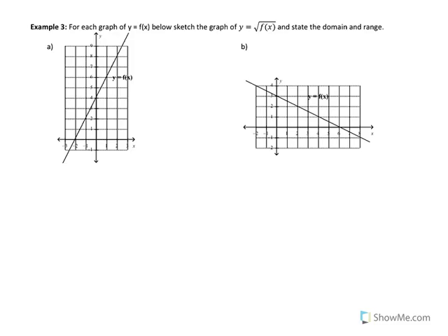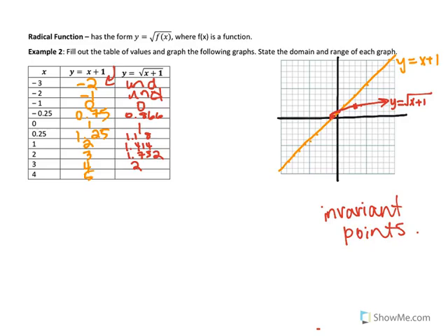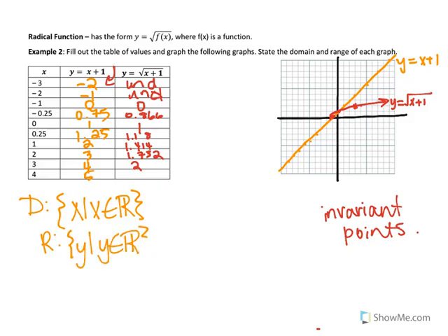So let's practice this again. For each of these graphs, graph the square root of it. Oh, wait. Go back to the last one. We need to do the domain and range of each. So domain for the first function is x such that x is an element of the real numbers. Range is y such that y is an element of the real numbers.